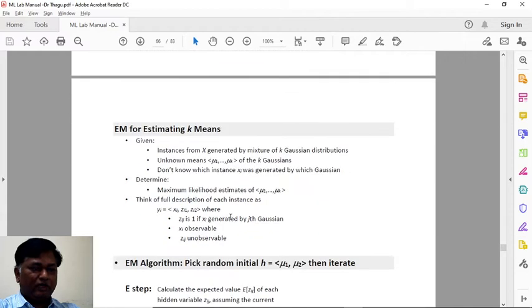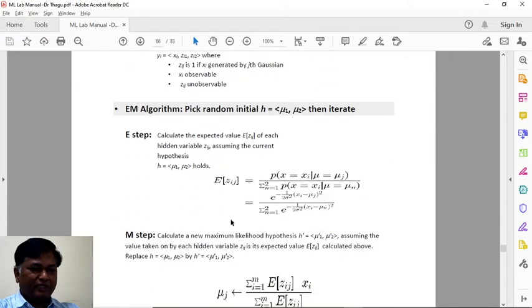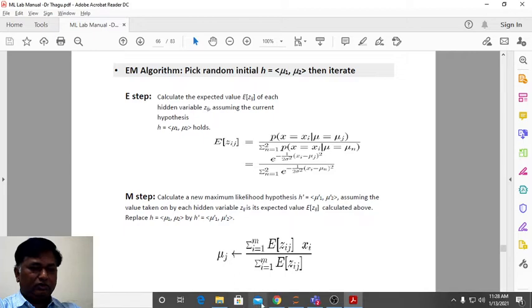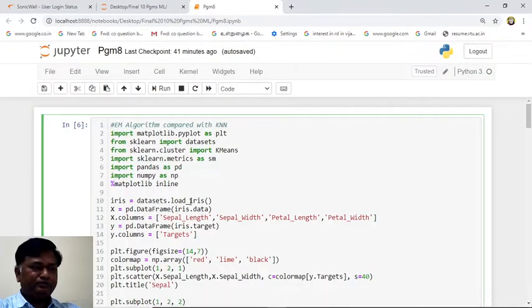I will show you the formula. The formula is available in the textbook. For detailed explanation, refer to the textbook. EM algorithm has two steps, E step and M step. In E step, you take two means. These two mean values are taken here, h. From h, you calculate h dash. So that is the new mean. That is improved. Again, the same step is done recursively. Finally, you will get one improved mean value. So this is what we are doing in this lab program.